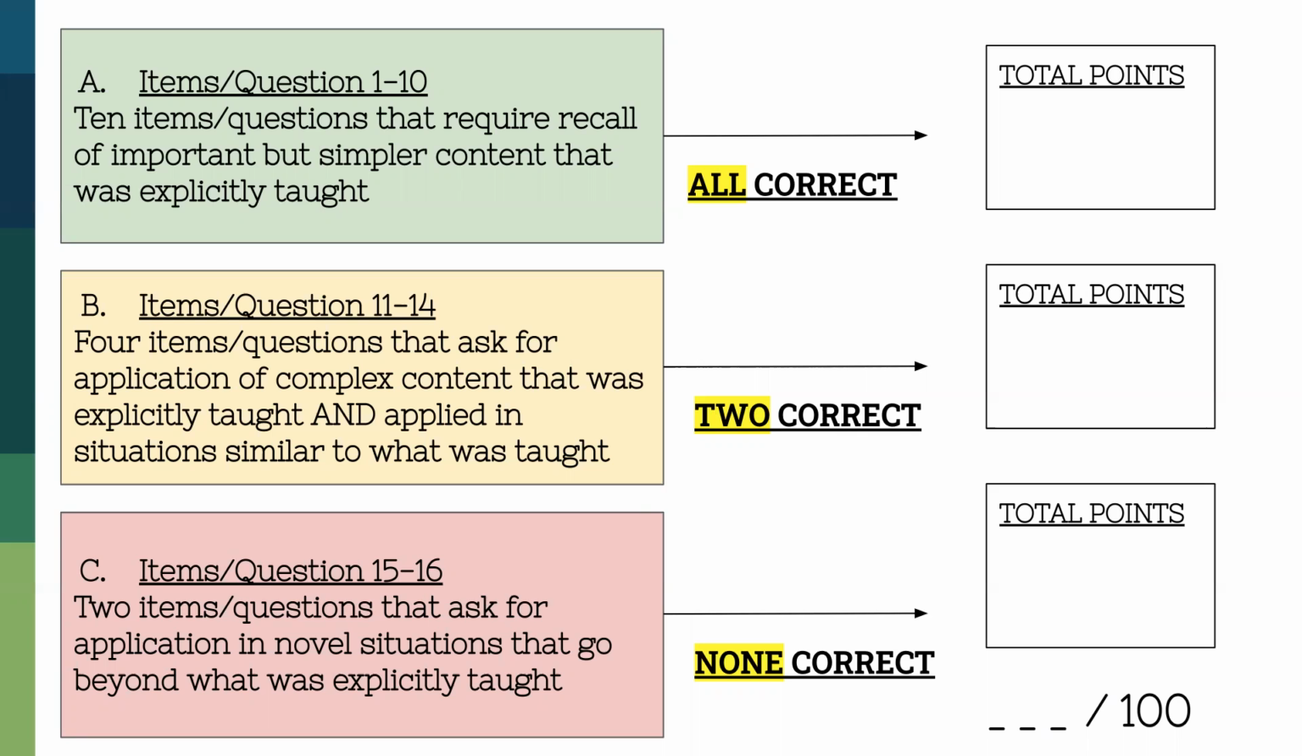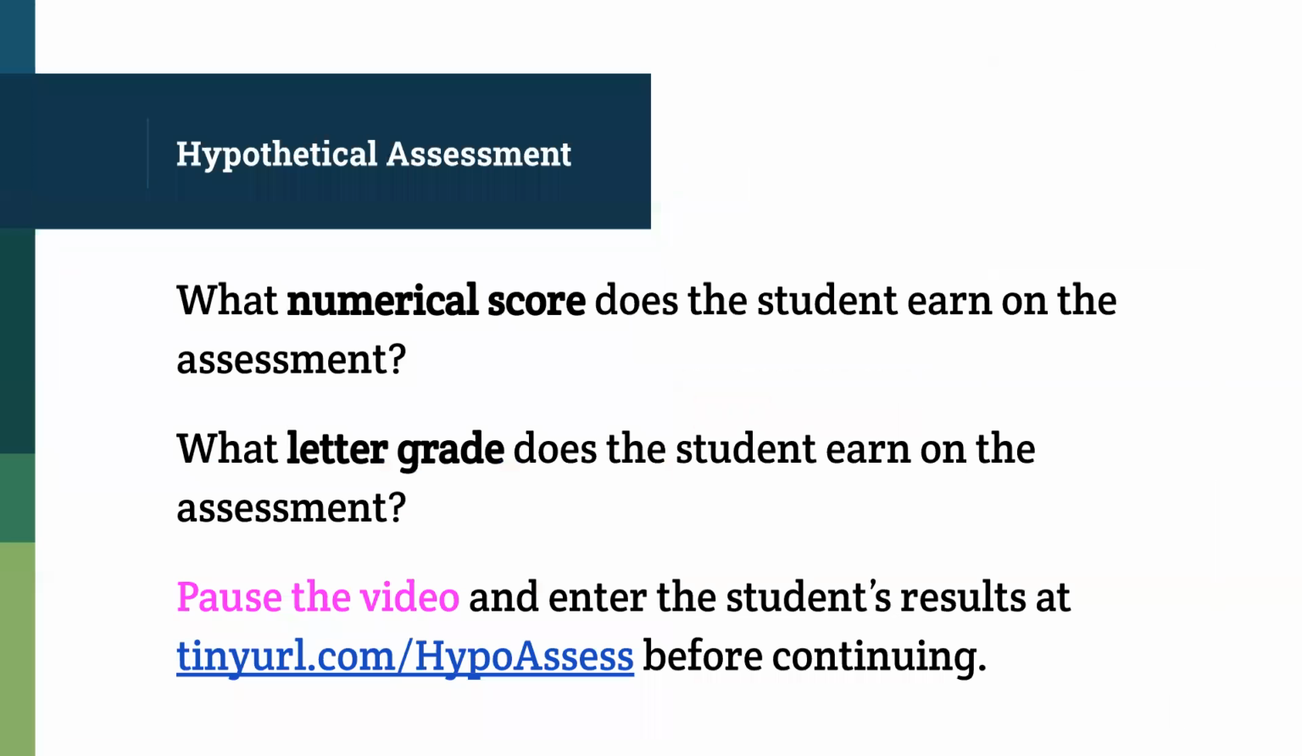What numerical score does the student earn on this assessment? What letter grade does the student earn on this assessment? Now, think about how you would score this student's assessment, given the description of each section and how many questions the student got correct in those sections. We want you to assign a numerical score and convert that numerical score to a letter grade. You'll input this information into a Google form at the address on the slide, or you can click the link in the Canvas module. Please pause the video and do so now.